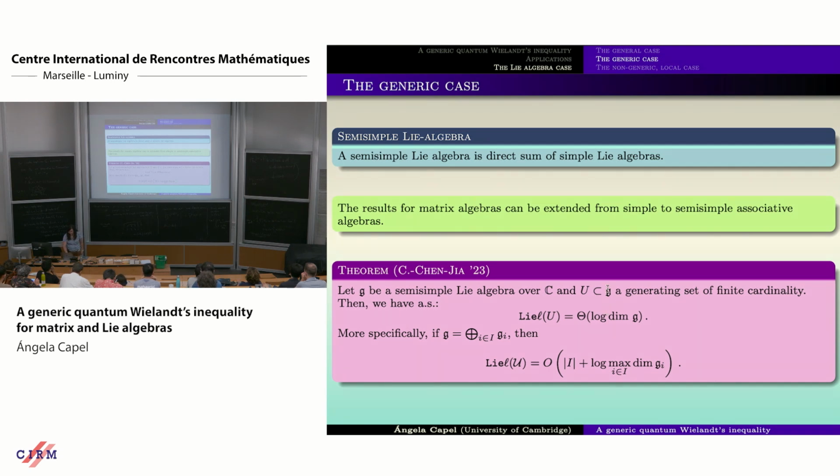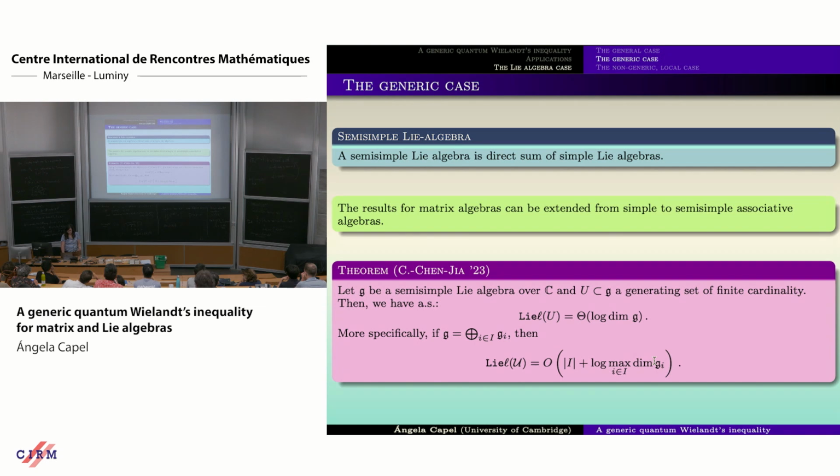So what we consider now is a generating set of finite cardinality of a semi-simple Lie algebra. And then what we can show is that almost surely the Lie length is going to be theta of log of the dimension of the Lie algebra. And in particular, if we can write our Lie algebra as a direct sum of these g_i that I write here, then you can even further see that the Lie length of this U, which should be a normal U, is of order of the cardinality of the number of elements that appear in this direct sum, plus the log of the maximum of the dimension of all of them. Okay, so this is to see even a little bit more.